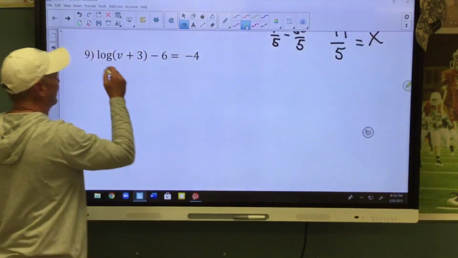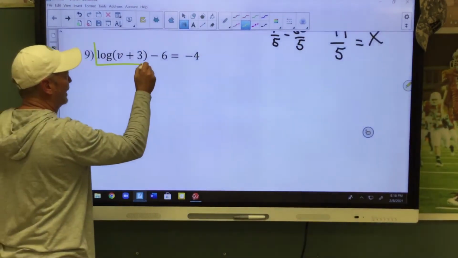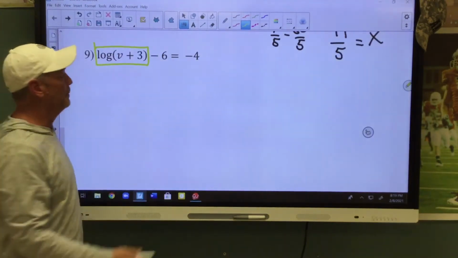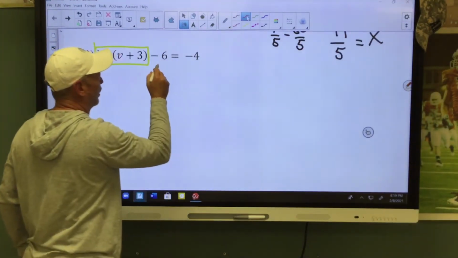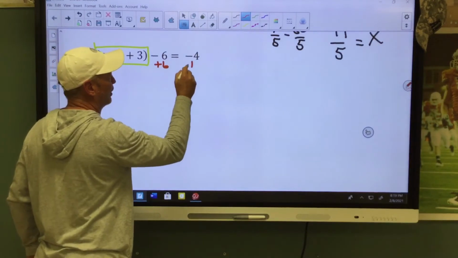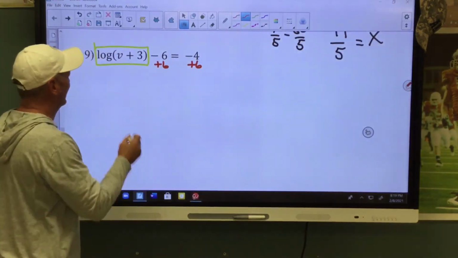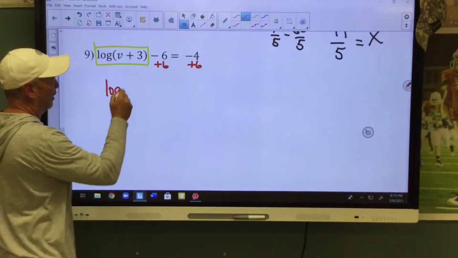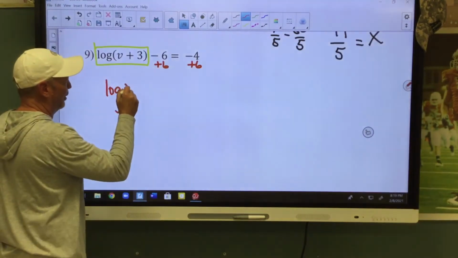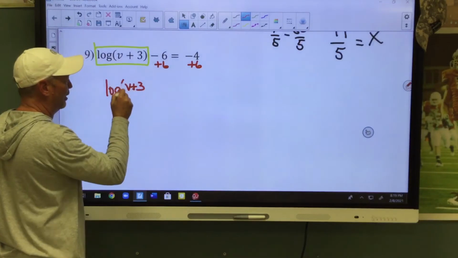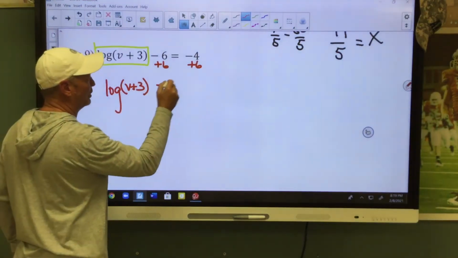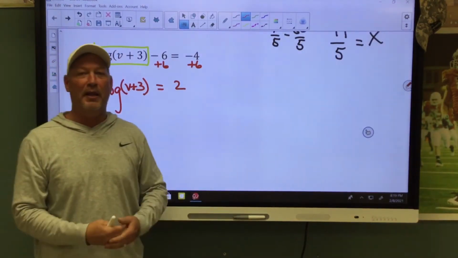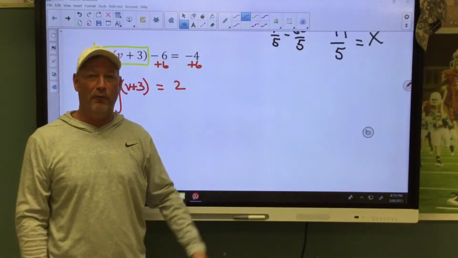We want to get the log portion by itself. So we're going to move the 6 to the other side. We're going to say plus 6, plus 6. That's going to give me log v plus 3 equals 2. Now we got it by itself. Now we need to convert it to exponential form.